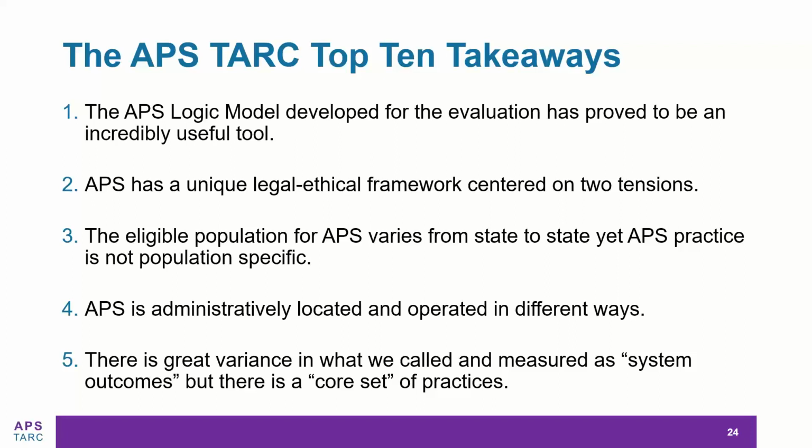and it's an incredibly useful tool. Some of you have been exposed to it otherwise. APS has a unique legal ethical framework that's kind of centered on two tensions. This is maybe a no-duh to you, but we've kind of documented that. Eligible population is not the same from state to state, yet APS practice is not population specific. APS is administratively located and operated in different ways. There's great variance in what we call system outcomes, and we'll show you some graphs on those, but there is kind of a core set of practices that defines APS. So we have a core set of practices, but very different outcomes. Next slide.